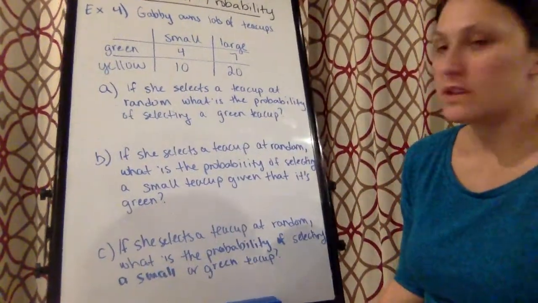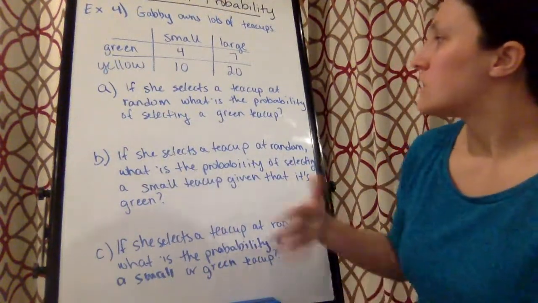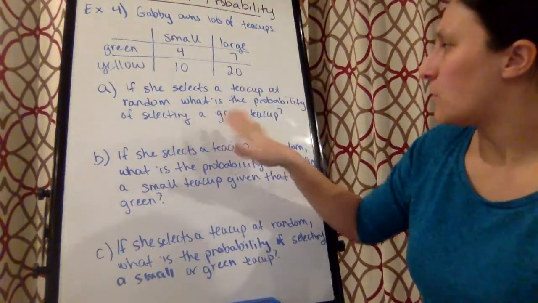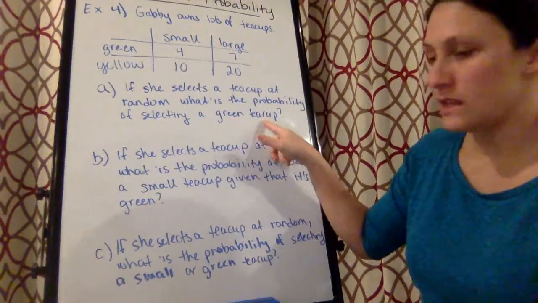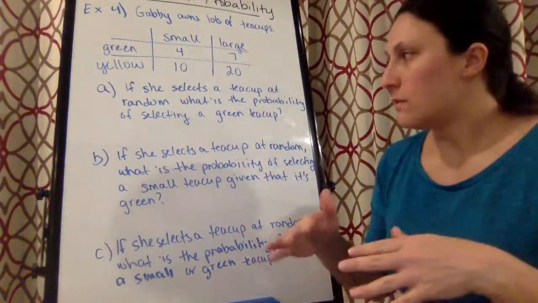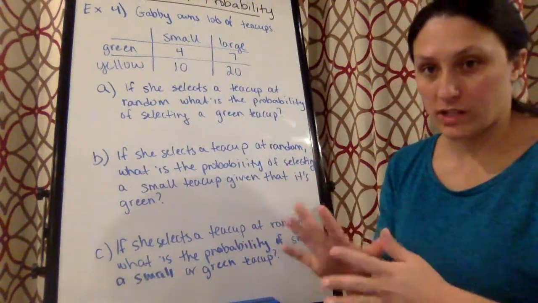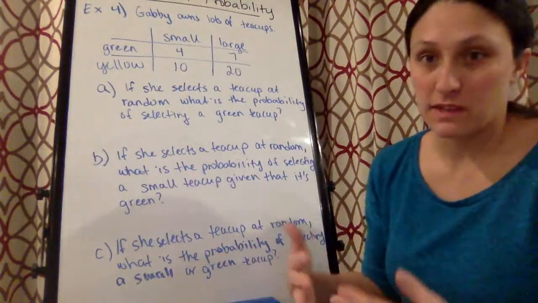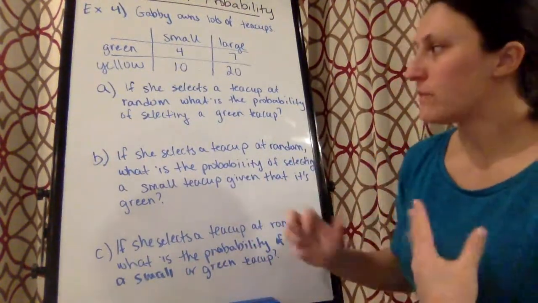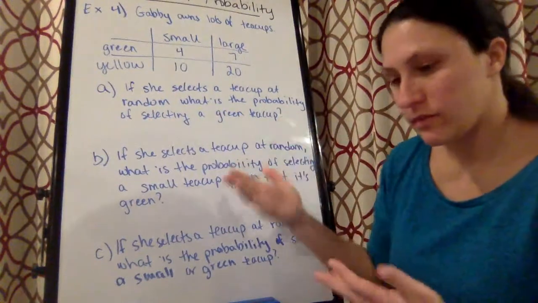All right, so let's go through each one at a time. So if she selects a teacup at random, what's the probability of selecting a green teacup? So this is one of the most simple questions that could be asked. Doesn't mean that it is simple, that's why I didn't like that word, but it's one of the simplest questions.